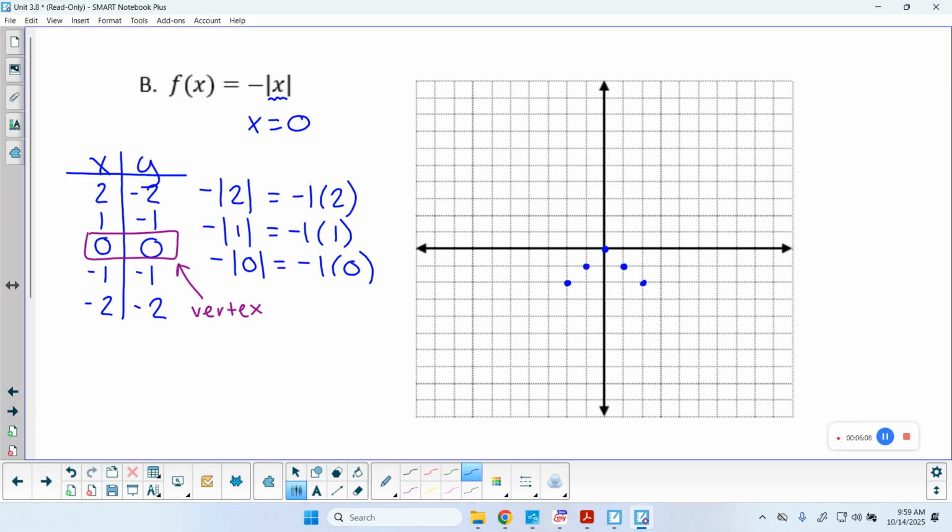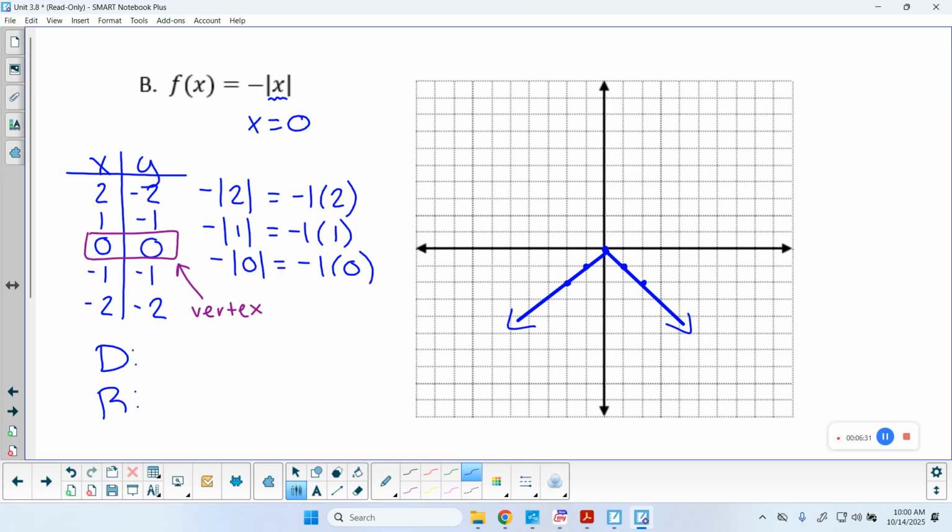Now when we plot this, we can see that our points did make a V graph. So odds are, hopefully we did it correct. Now we just have to go ahead and connect them. So here is one, here is the other line with arrows on both sides. Now that we graphed it, we do have to identify the domain and the range.